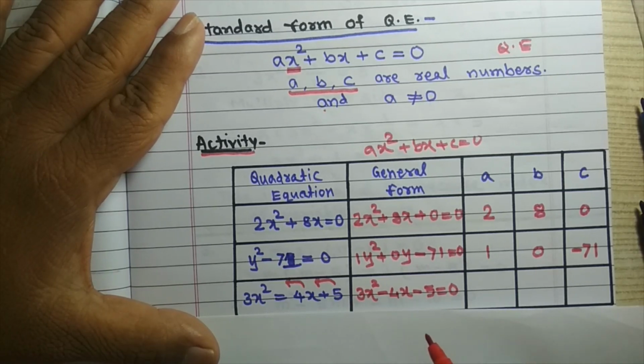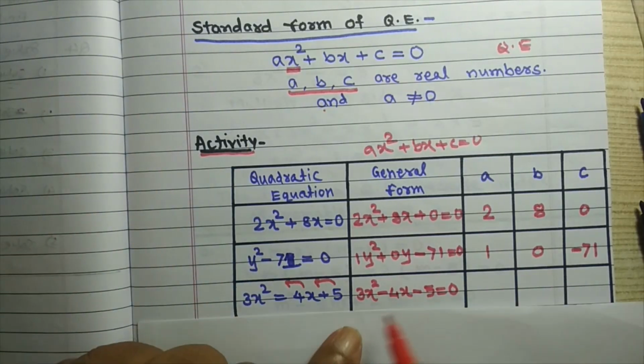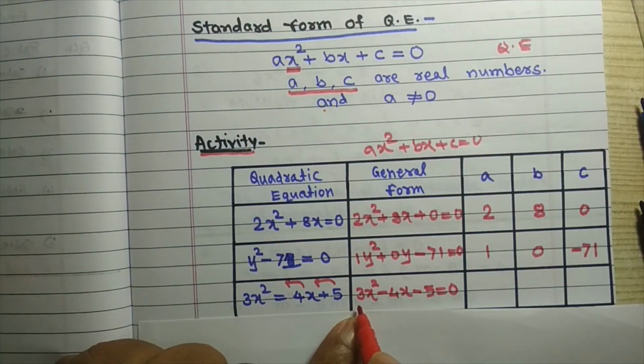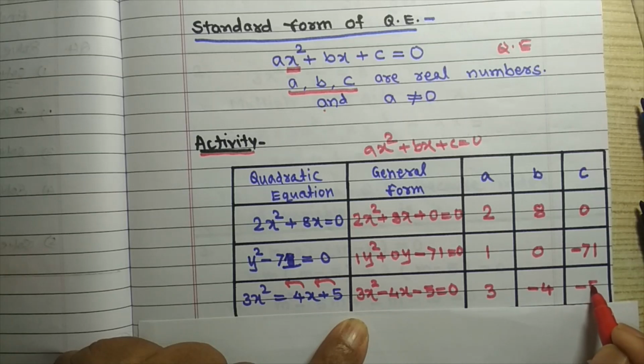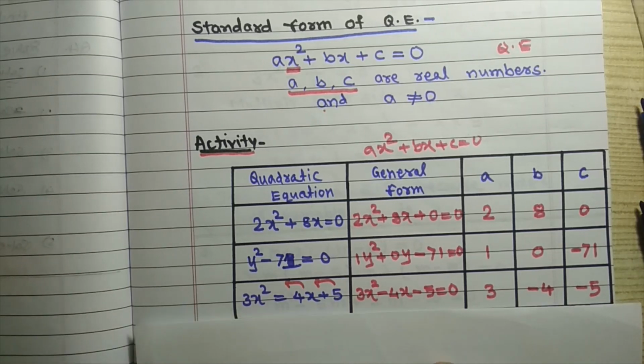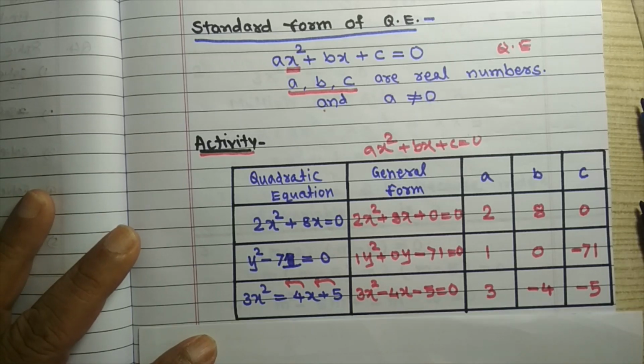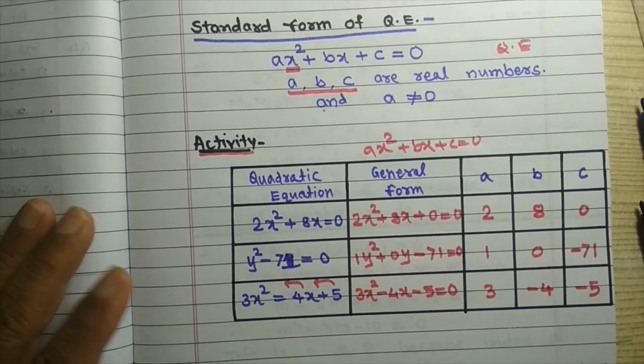This is the equation. Now we have to compare with the standard form. We get a, which means the coefficient of the square term, that is 3. B means the coefficient of the middle term, that is minus 4. We have to write that value with the minus sign. And c means the constant term, whose sign is also minus, therefore minus 5 is the value of c. These are the values of a, b and c. Okay, next.